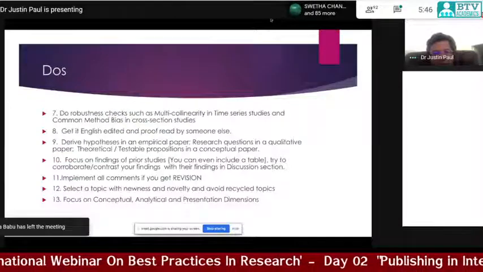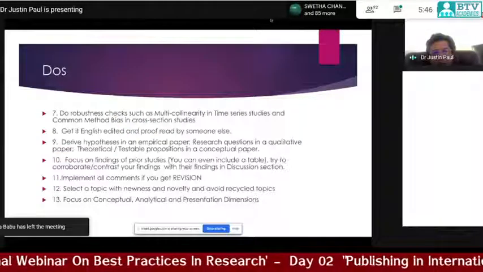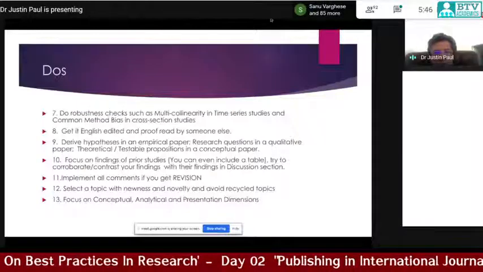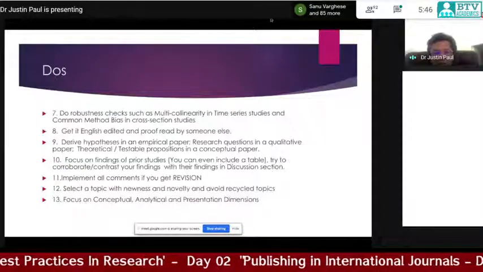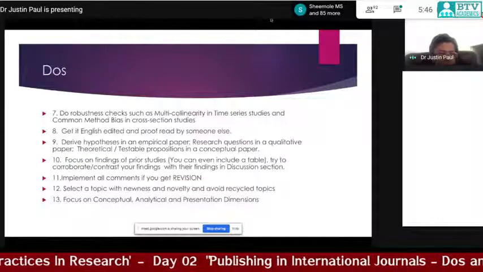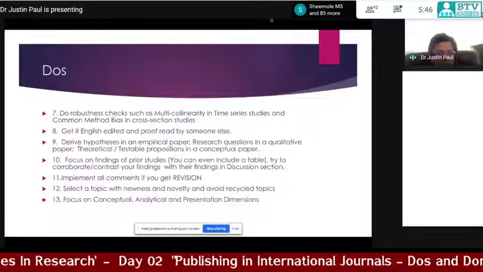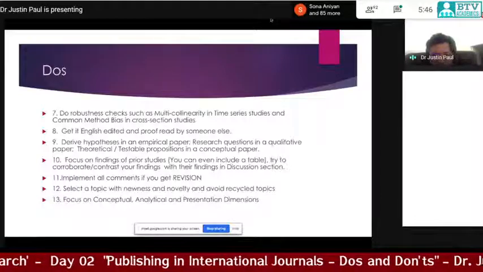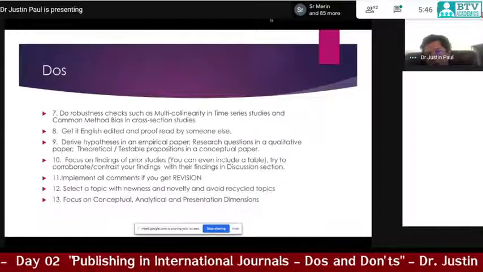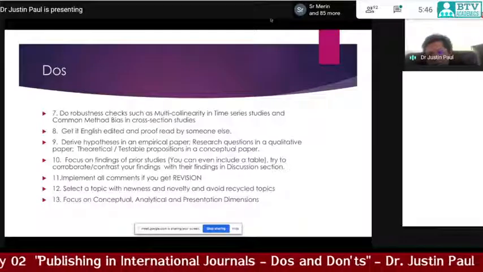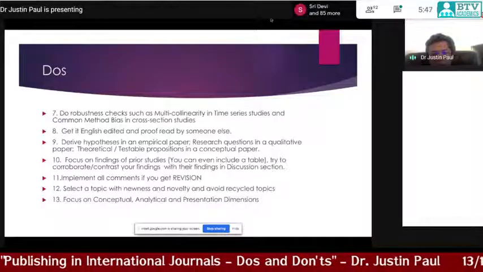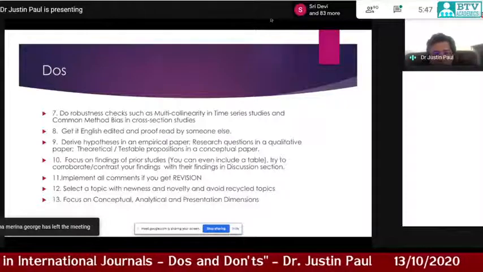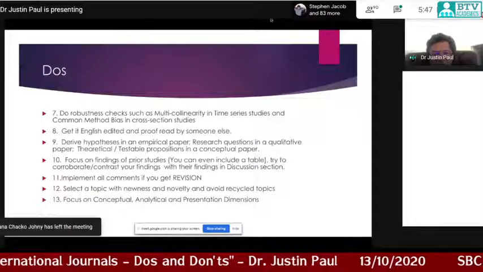Number 11, if you get revision from any journal, implement all the possible comments. Sometimes it could be challenging, sometimes it could be easy, but you have to try to implement all possible comments if you get revision, because your paper will go back to the same reviewers and they will get motivated to accept your paper if they see that you have implemented revision. If they see that you have not implemented revision, they can reject your paper even after revision.